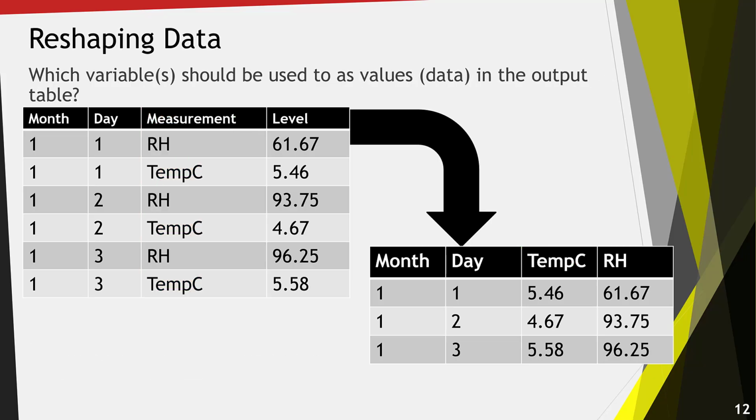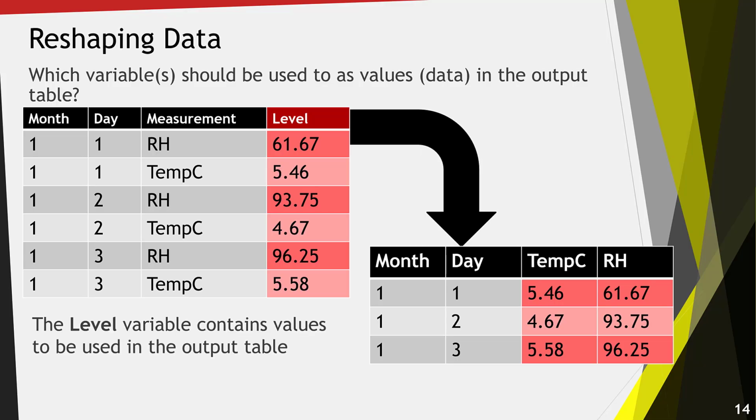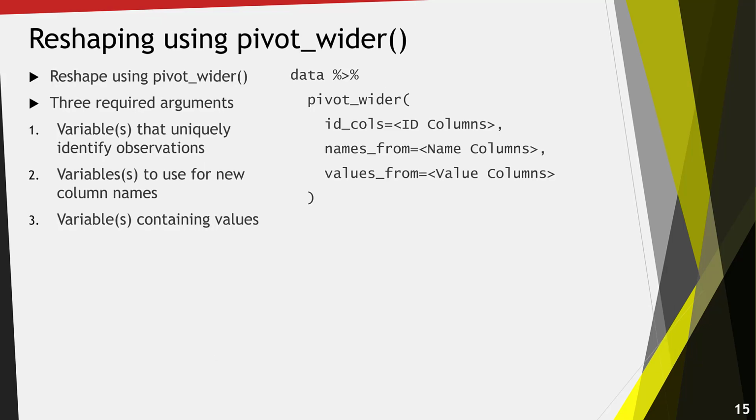The third question asks which variable or variables should be used as values or the data in our output table. Looking at our output table, the values for the temp C column and the RH column each come from the level column in our original table. So the answer to our third question is that we would like to use the level variable to produce the values that will be contained in our output table. So how do we accomplish this with pivot wider?